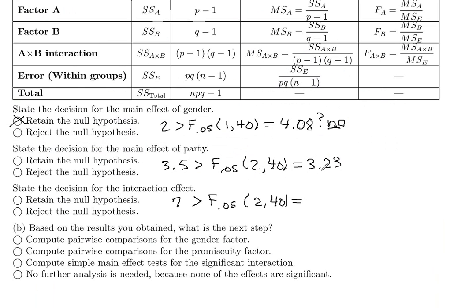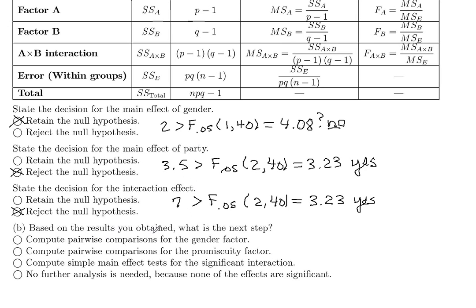And 3.5 is greater than 3.23. Yes, that one is true. So that means we are going to reject the null, because the test statistic is bigger than the critical value. That means the test statistic is in the rejection region. And this last one is also 3.23, and that one works as well. 7 here is greater than 3.23, so we're going to reject the null there and say that the effect of the interaction is also statistically significant. So if none of these were greater, then nothing would be significant. So there are lots of different possibilities there.